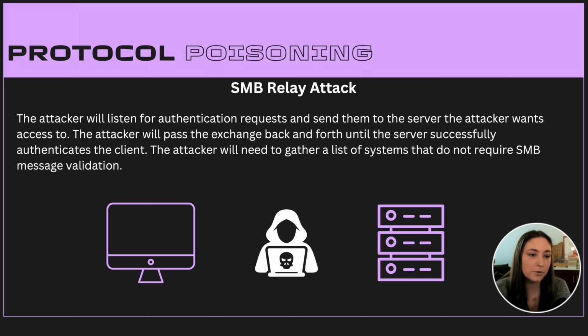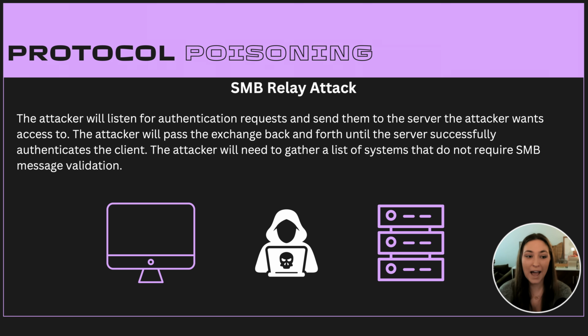So when the SMB message checks are enforced, the relay attack is rendered ineffective. But it's okay if you're a pen tester, because a lot of you will still probably have some decent success with this. In the SMB relay attack, the attacker will listen for authentication requests and then send them to the server that the attacker wants to access.